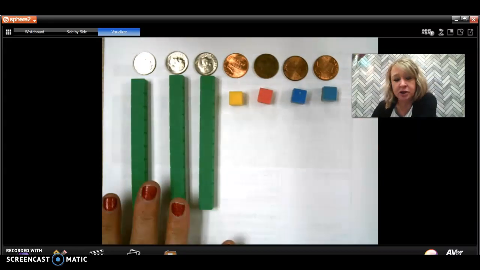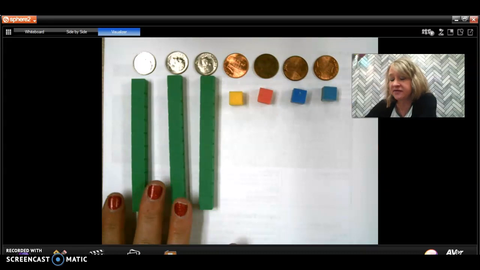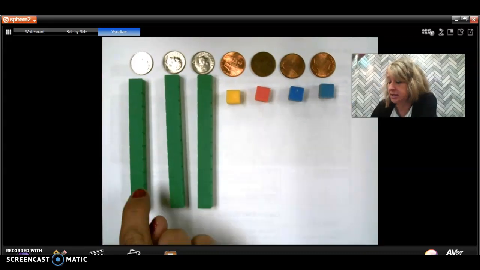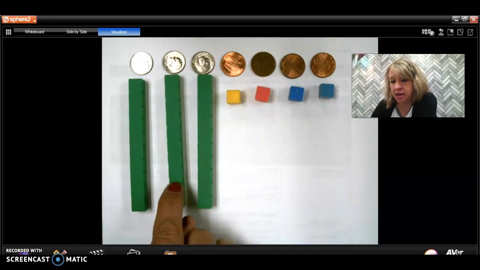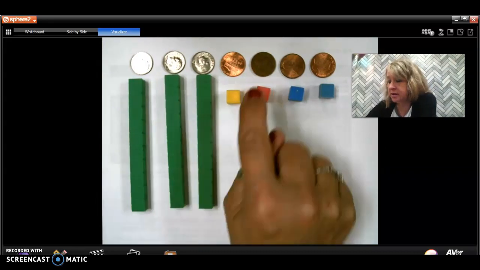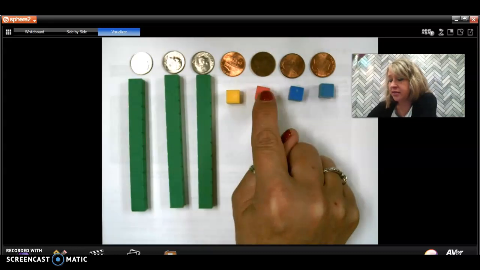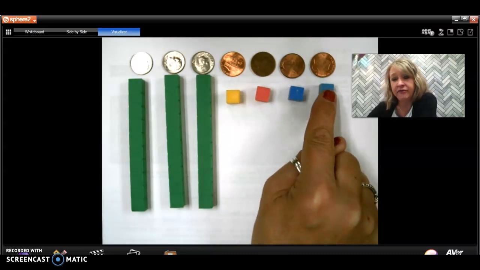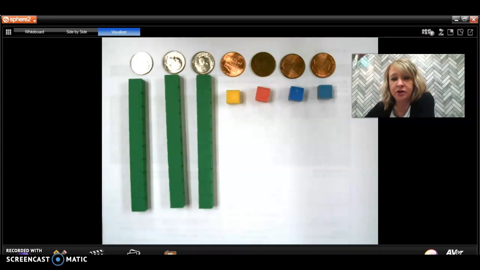Now we can count our place value blocks to find out how much money we have in all. So count with me. Ready? 10, 20, 30, 31, 32, 33, 34. How much money do we have in all? 34 cents. You are exactly right.